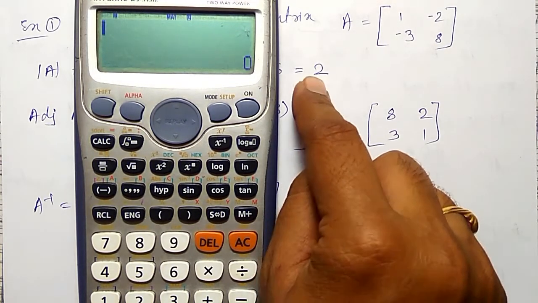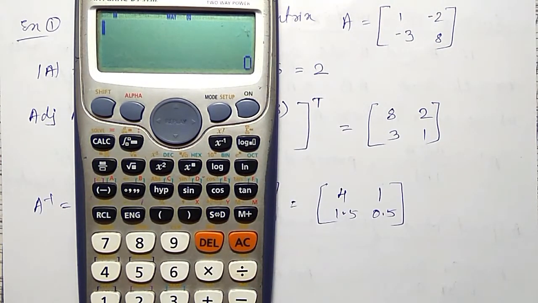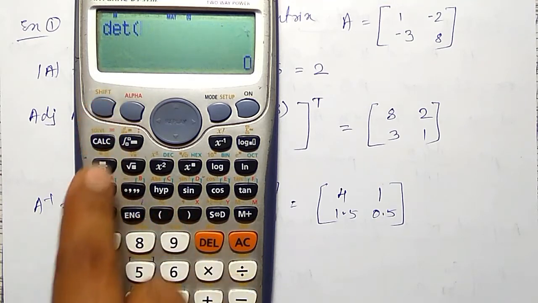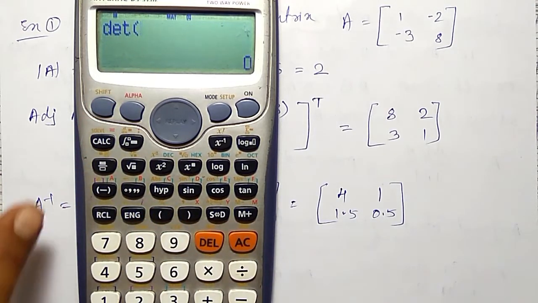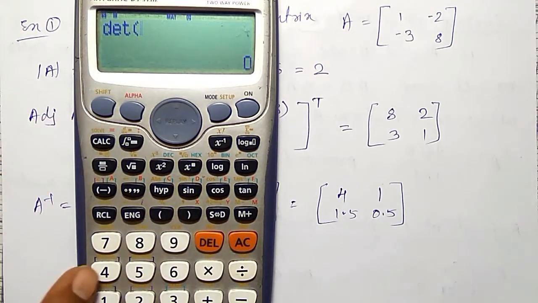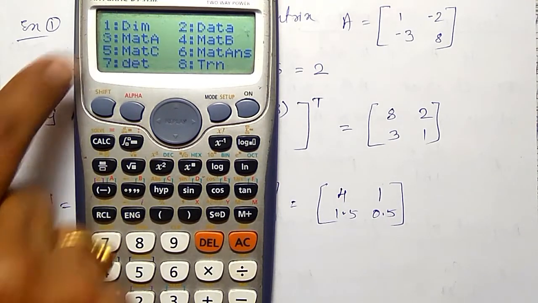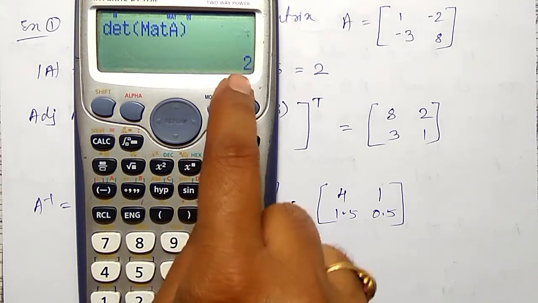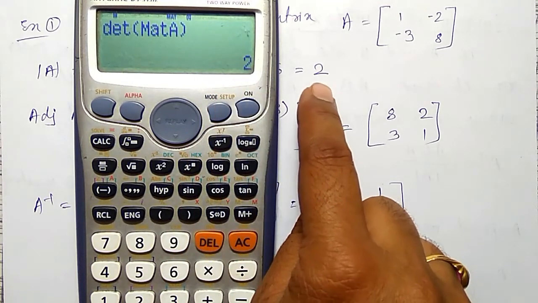I have to find its inverse. First I will check the determinant. How to find the determinant? Shift 4 again. Shift 4, det is option 7. Determinant of which matrix? I have to recall matrix A again. That's why shift 4, matrix A represents option 3. Close the bracket, equal to, and you will get 2. Determinant of matrix A is 2.